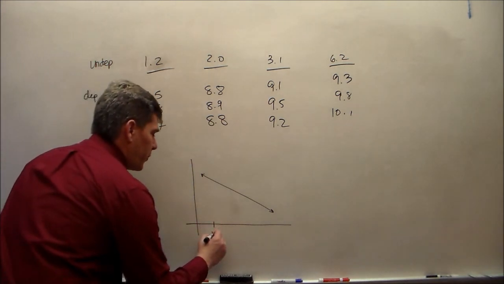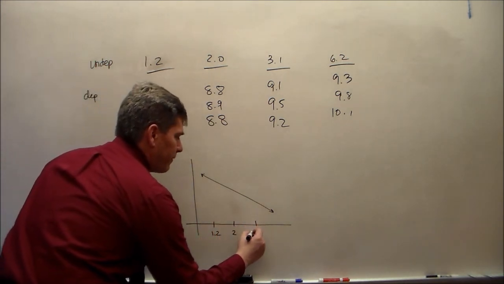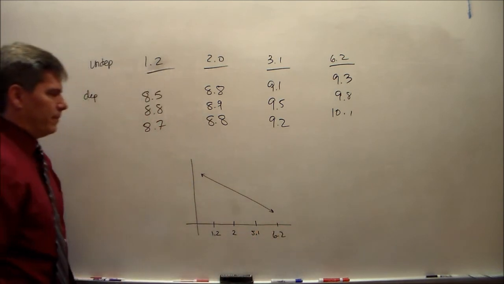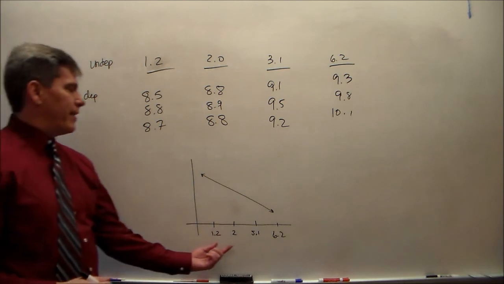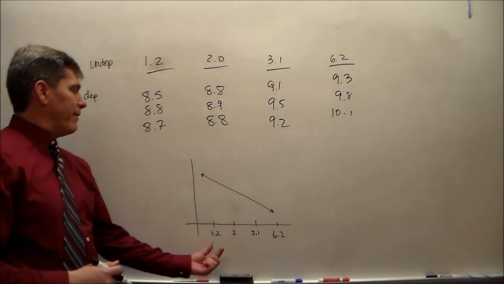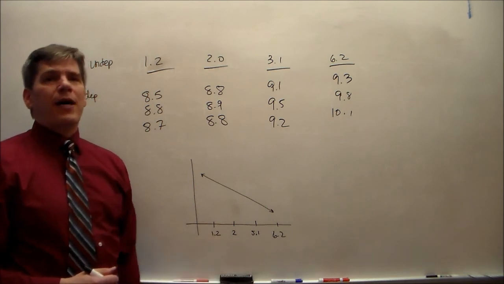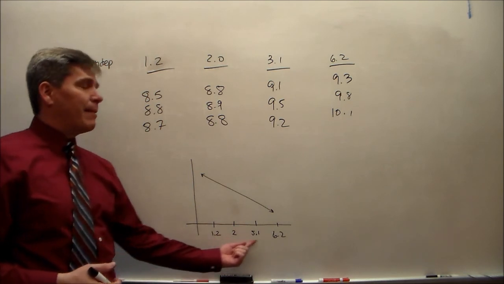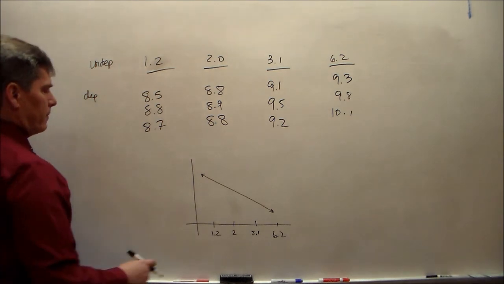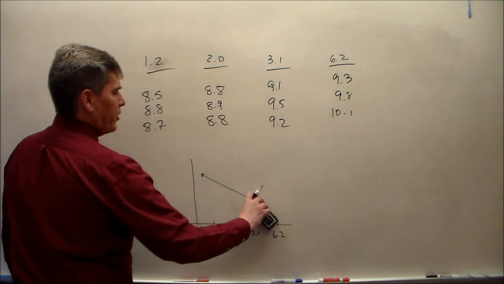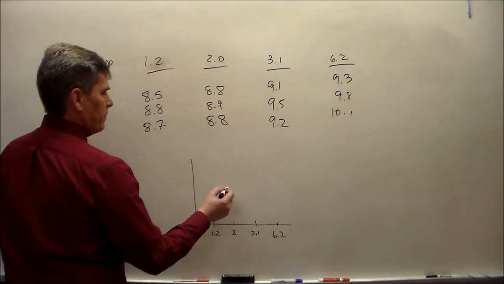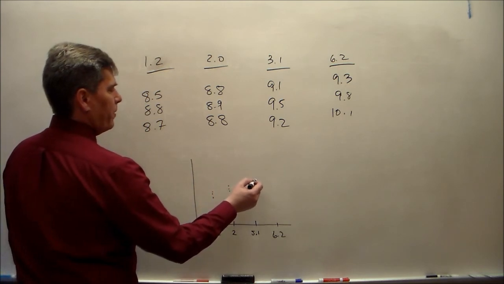So this would be at 1.2, this would be at 2, this would be at 5.1, this would be 6.2. Notice that these distances on the graph are the same, even though the distances in terms of numbers are not. And again, that's because these aren't numbers, these are categories. And just as we've done with categorical data, we plot it.